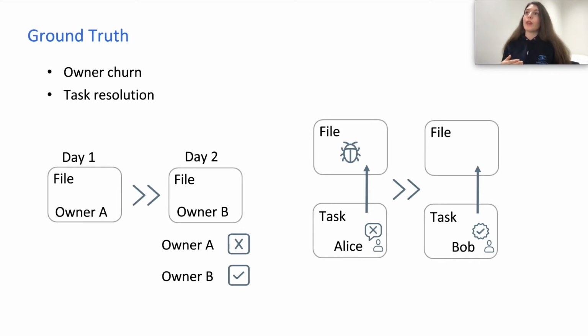Similarly, if a task is automatically created for a bug present in a certain file, and let's say that the task is automatically assigned to Alice, Alice might decide that she's not a good fit for this file, she's not the owner, she doesn't know how to solve the problem, and so she might reassign the task to Bob because she thinks he's a better fit. Bob might then create a commit to solve the issue and close the task, and in this case we will assign a positive label for Bob and a negative label for Alice and the given file again.